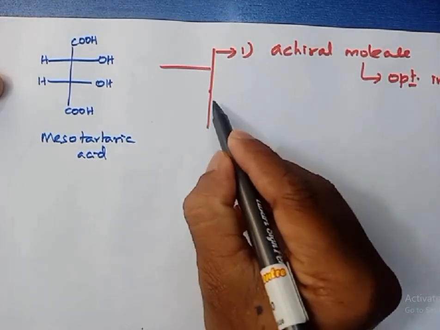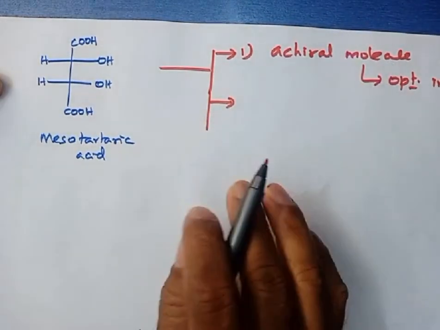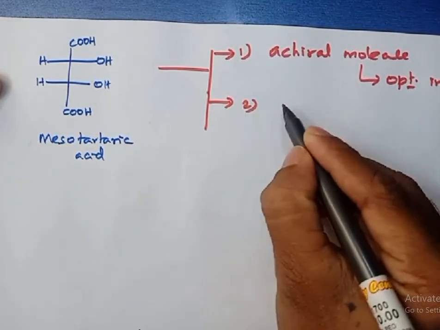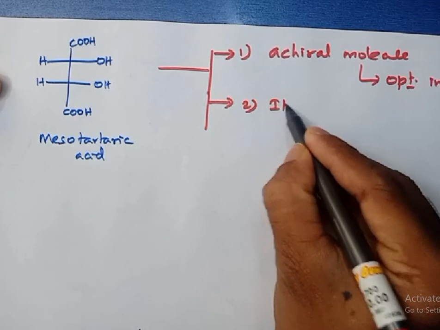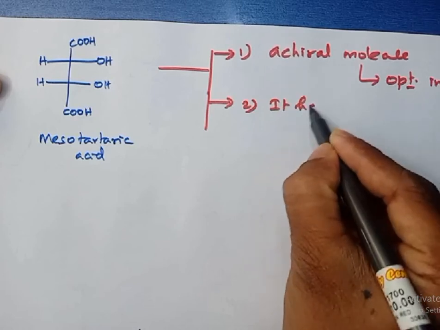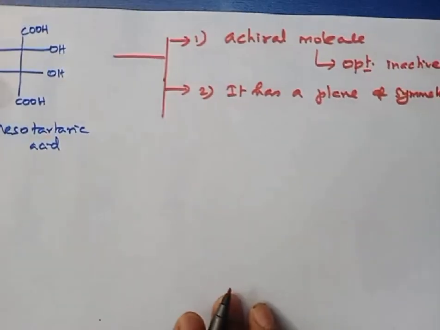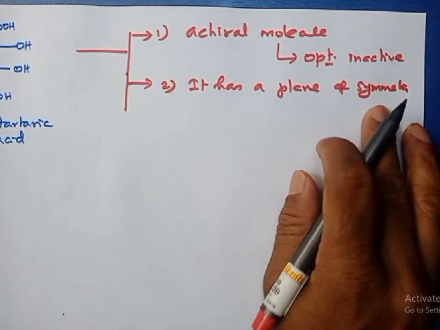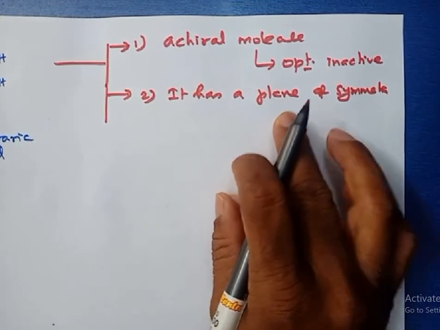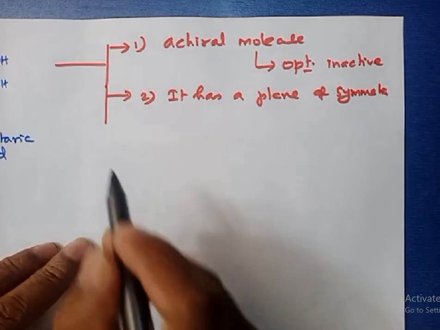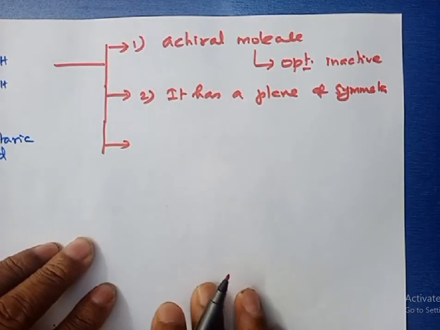Then, second important point. This molecule is achiral, and why is it optically inactive? Because it has a plane of symmetry. Due to the presence of a plane of symmetry, this molecule is an achiral molecule. Then I'll give another important point here.